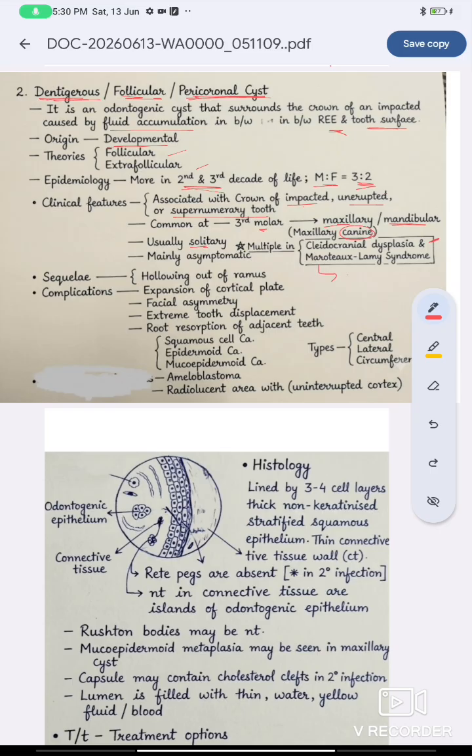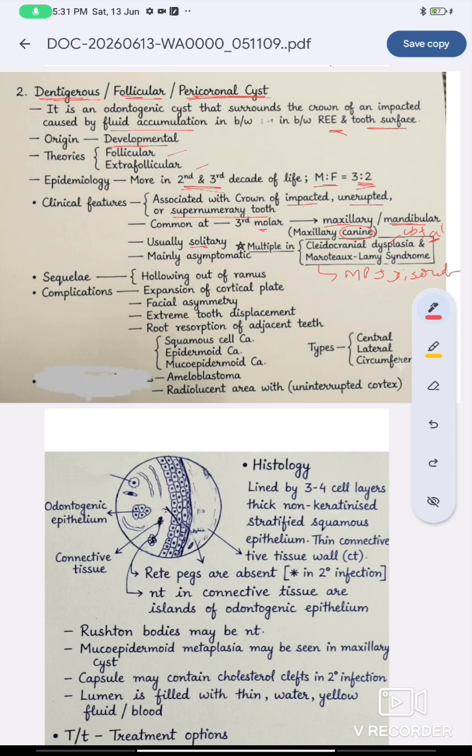Maroteaux-Lamy syndrome is a mucopolysaccharide disorder. And cleidocranial dysplasia is due to the core binding factor alpha 1 mutation.